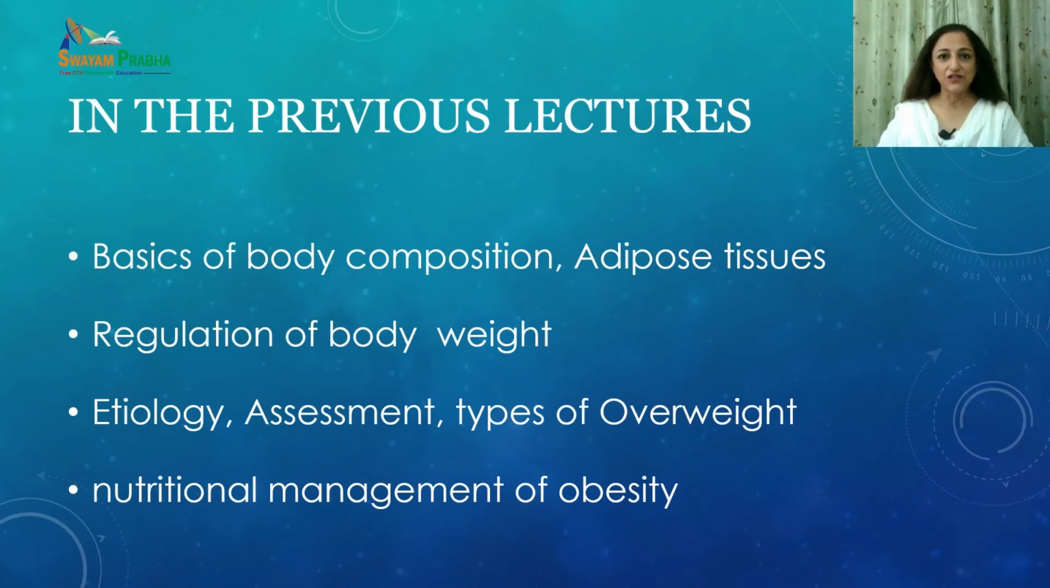In the previous lectures of this module, we had studied about the management of one type of weight imbalance, that was overweight. And we studied the basics of body composition. Then we studied what are adipose tissues and their distribution. Then we studied how our body regulates its constant weight. And then we studied etiology, assessment, and type of overweight and obesity. And lastly, we studied about nutritional management of obesity.